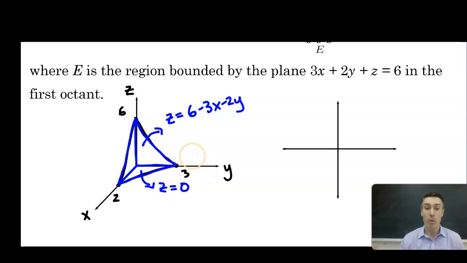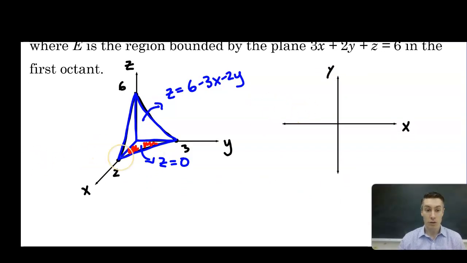And then we need to think about what the shadow is going to look like in the xy-plane. Essentially, let's use a different color. We're looking for what that looks like. So now we can go to the xy-plane. That's why I included a two-dimensional axis here. The x-intercept is 2, the y-intercept is 3. So the region in the xy-plane is a triangle.